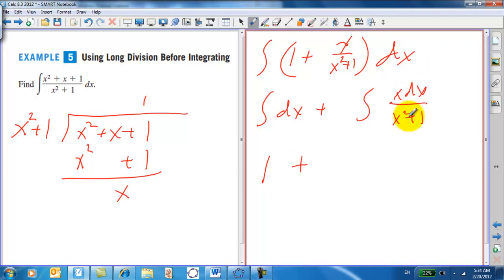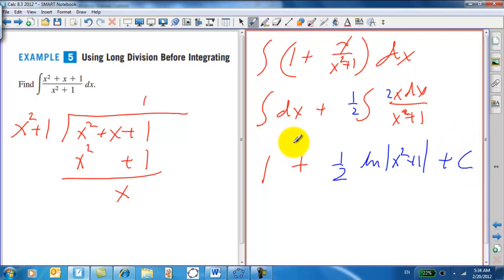plus, here we have to do a little prepping because if the bottom is x squared plus 1, we want the top to be the derivative of the bottom. And notice we just pop a 2 in up here and a 1/2 out here. Now we've got it. Now it becomes 1/2, and we can go to the natural log of the absolute value of x squared plus 1 plus some constant of integration.